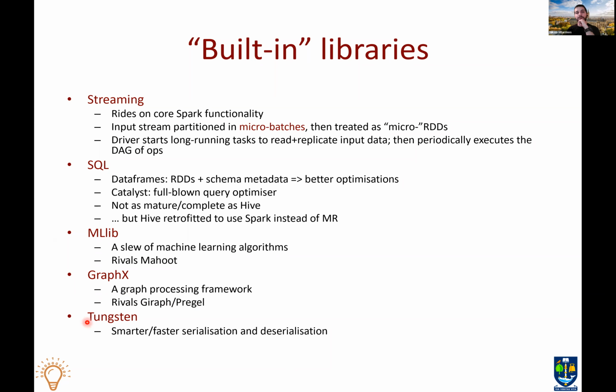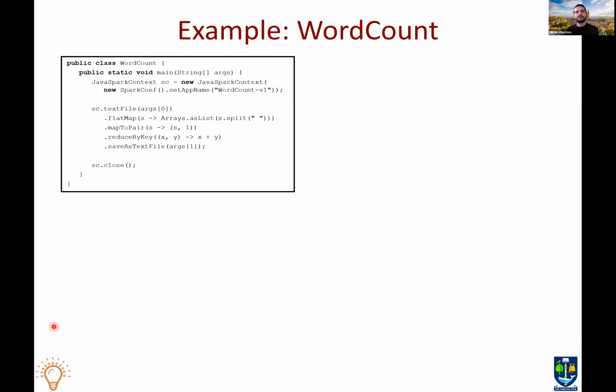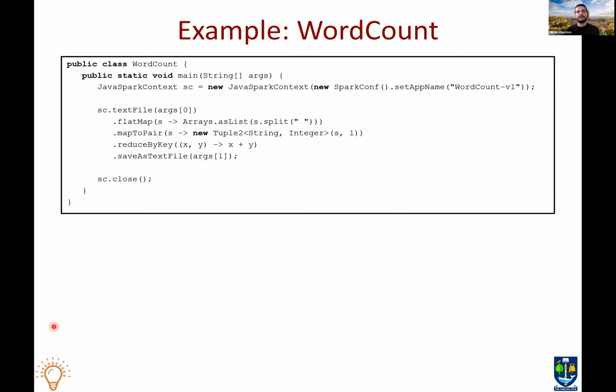Spark also comes with its own serialization framework called Tungsten, which allows it to do many of these things very, very quickly. Okay, so this is an example of the word count here.